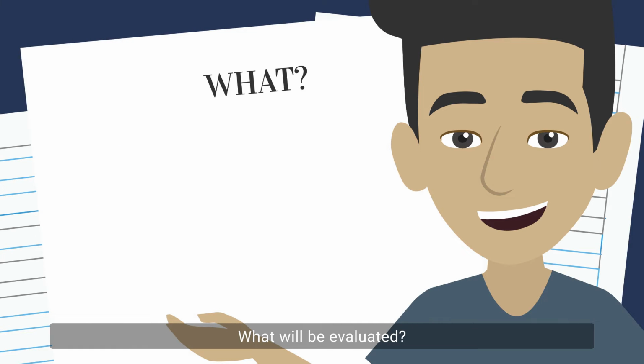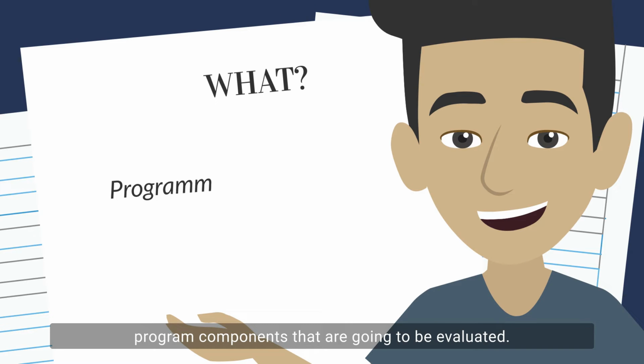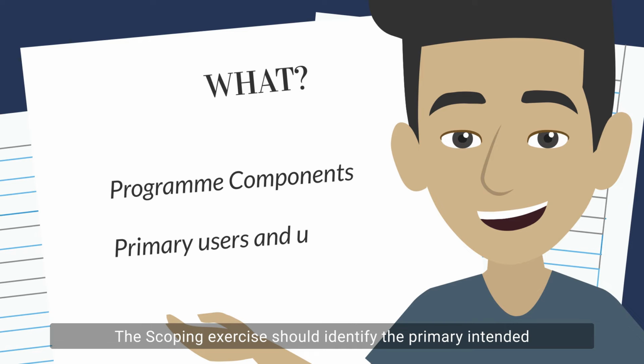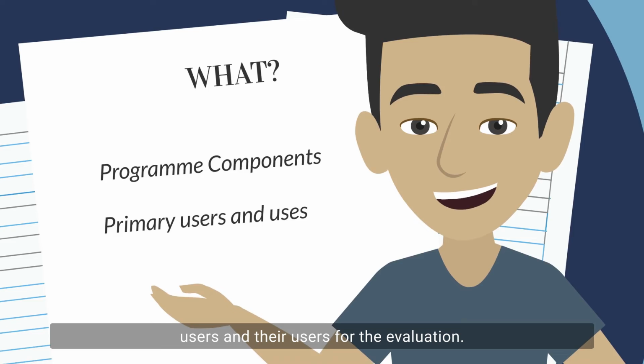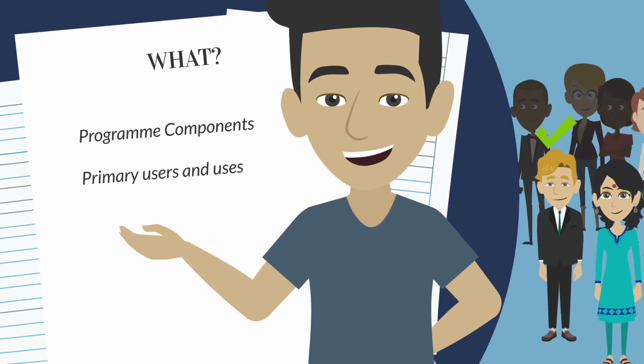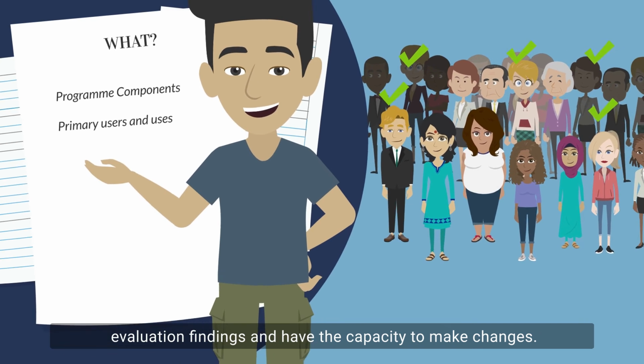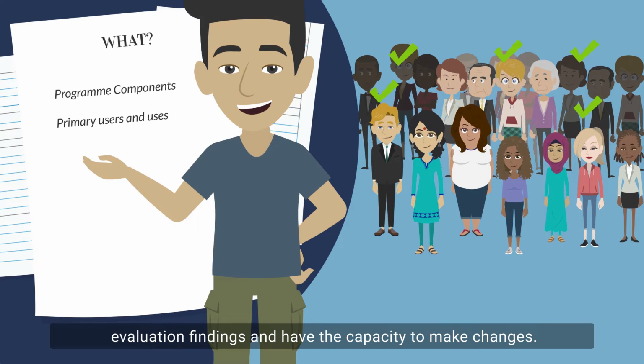What will be evaluated? At the end of the scoping exercise, you want to have a clear description of the program components that are going to be evaluated. The scoping exercise should identify the primary intended users and their uses for the evaluation. They are the specific people who will use the evaluation findings and have the capacity to make changes.